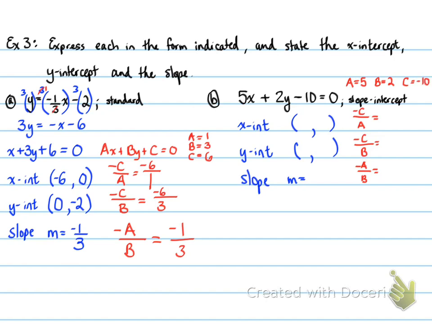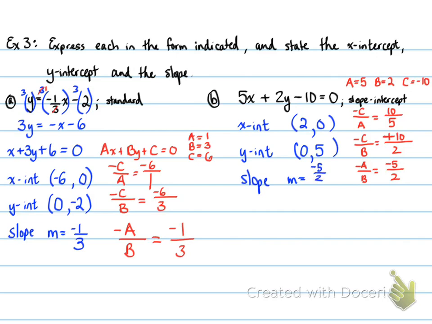So negative c over a is going to be negative negative 10, which is 10 over a, which is 5. So my x-intercept is 2, 0. My y-intercept is going to be negative c, which is positive 10, over b, which is 2. What is 10 over 2? That is 0, 5. And finally, negative a over b is negative 5 over 2, and that is the slope for this particular line.